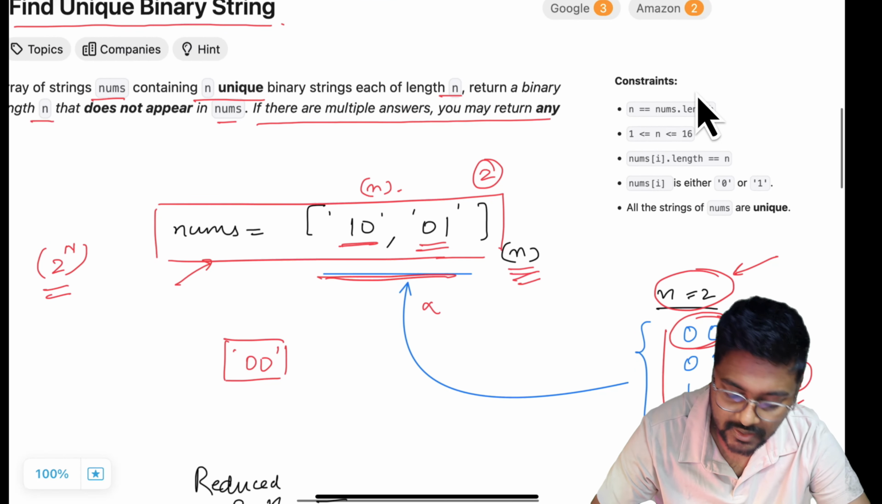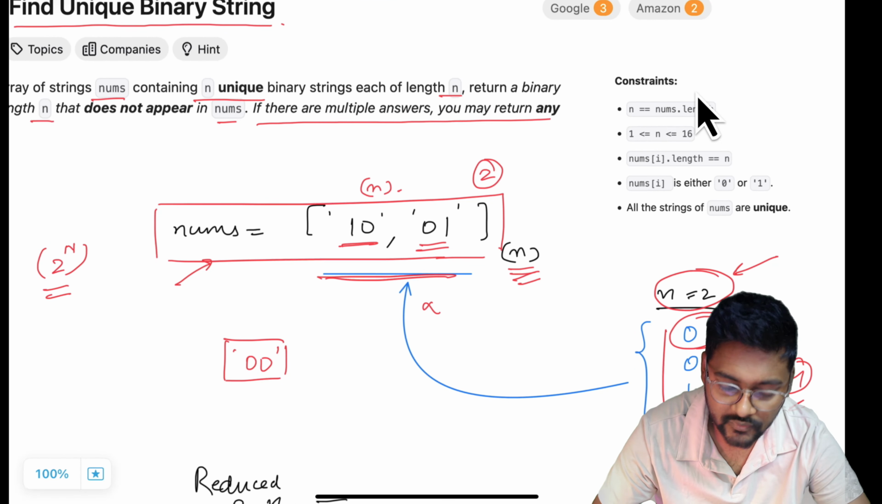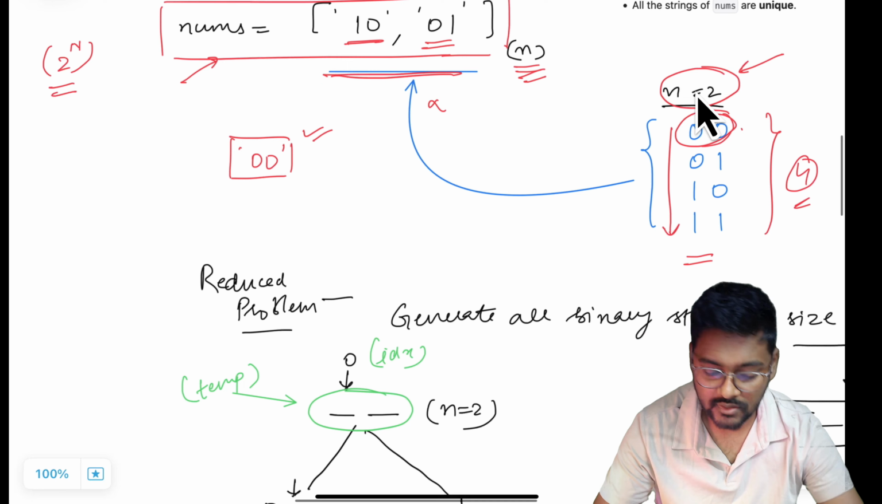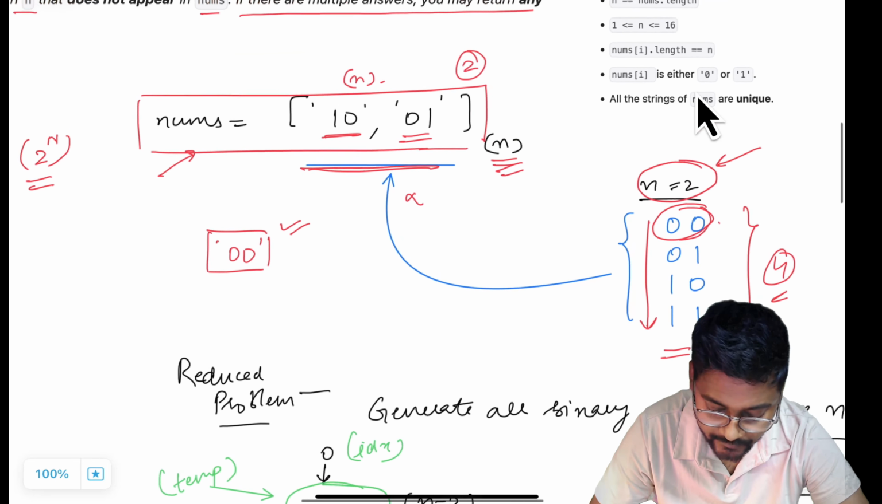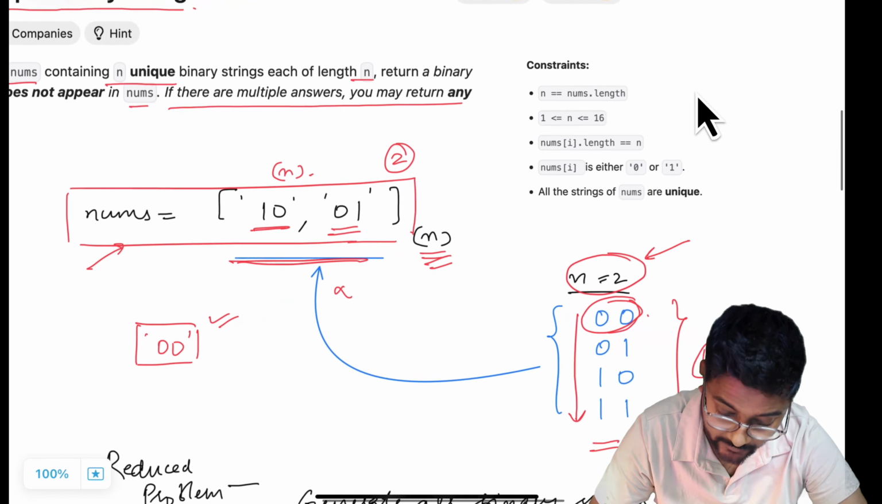And they are saying that there are multiple valid answers, but you can return any one of them. So now if we return 00, it's an accepted solution. So this is something we have to do.